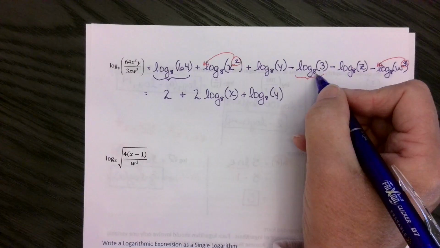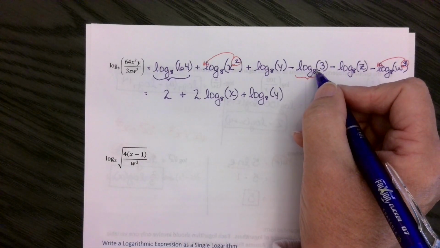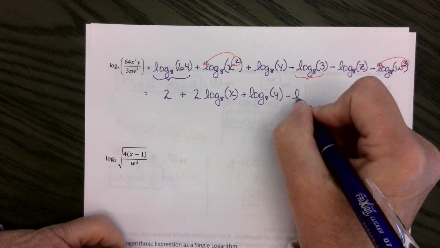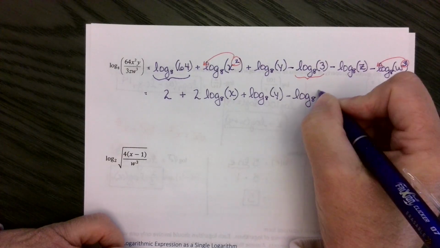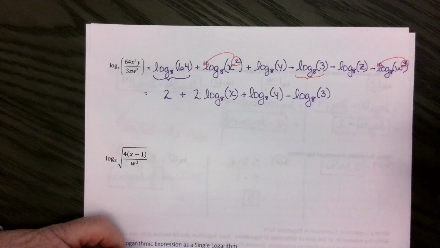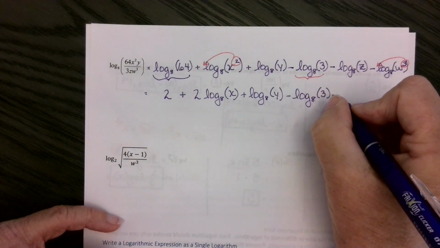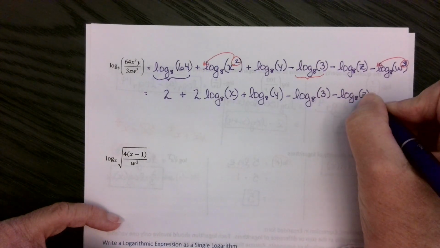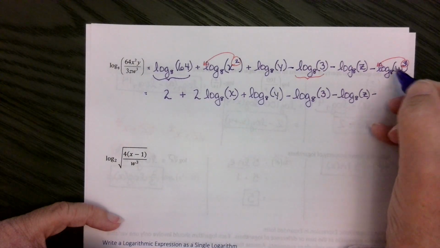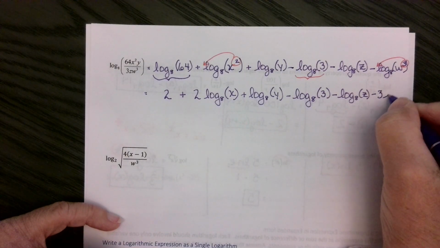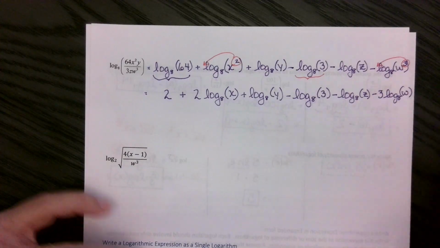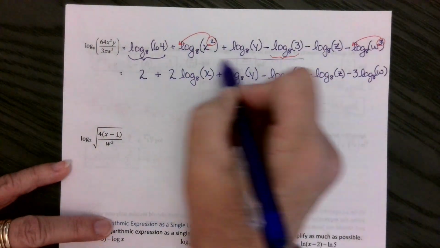I cannot, there's nothing I can raise 8 to get 3. 8 to the first gives us 8, so 8 to the second, 64. Minus, we're just going to leave it, log base 8 of 3. And if you do that on your calculator, it's going to give you some funky decimal. Minus log base 8 of z. And then minus, I'm going to move that 3 to the front, 3 times log base 8 of w. About ran out of room. Sorry. Well, that's our whole answer.